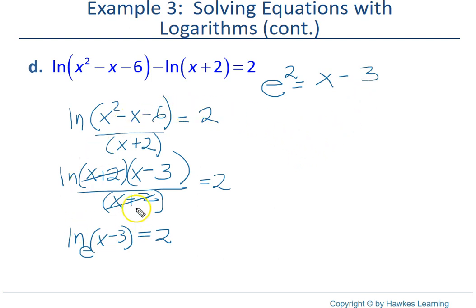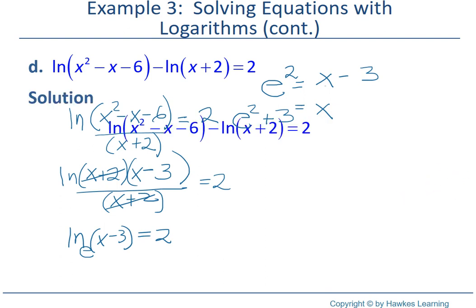Alright, so not too bad, but again, we're using those skills that we've been working on in the last few sections. So we want to solve for x, so we have e to the second, transpose this negative 3 over to this side, and we get a positive 3, and that's what x equals. Now you can just put this in your calculator. e to the second plus 3 will give us our answer. Alright, let's check it out.